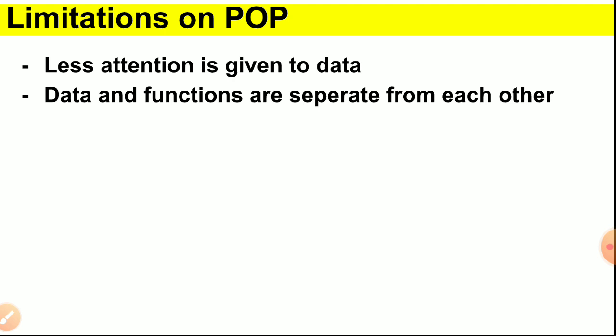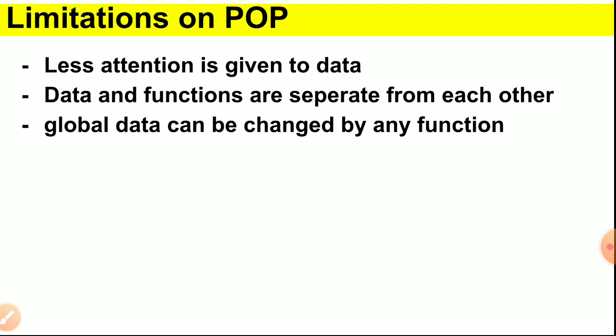So calculator is relatively simpler than a rocket. So data and functions, if you have got thousands of functions in a program, there is no grouping that decides which function should be given the authorization to change which data. This is not there in procedure oriented. This is one of the biggest problems in POP. Next point already explained: global data can be changed by any function.